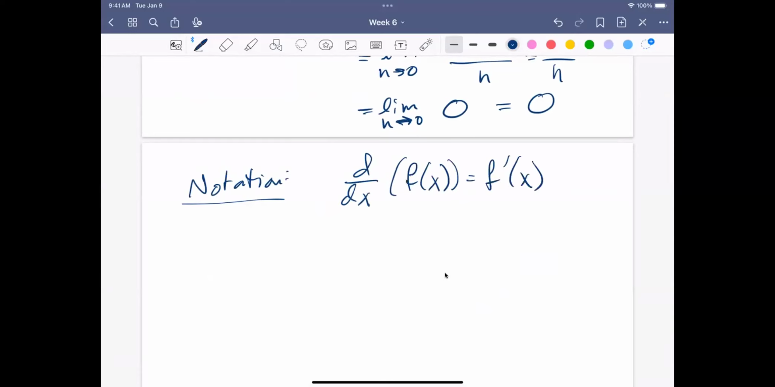So what I mean by a power function is something of the form x to the n, where our n is going to be a natural number.